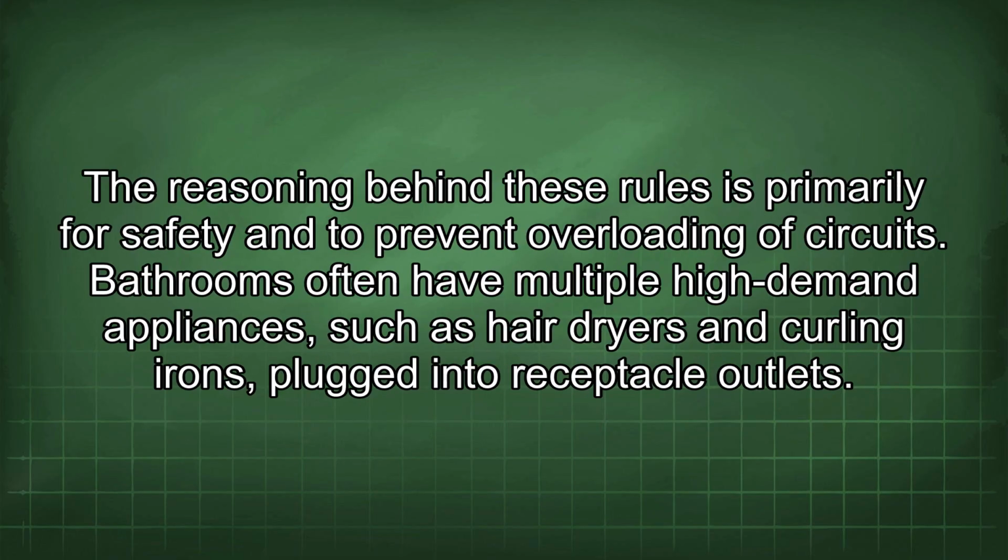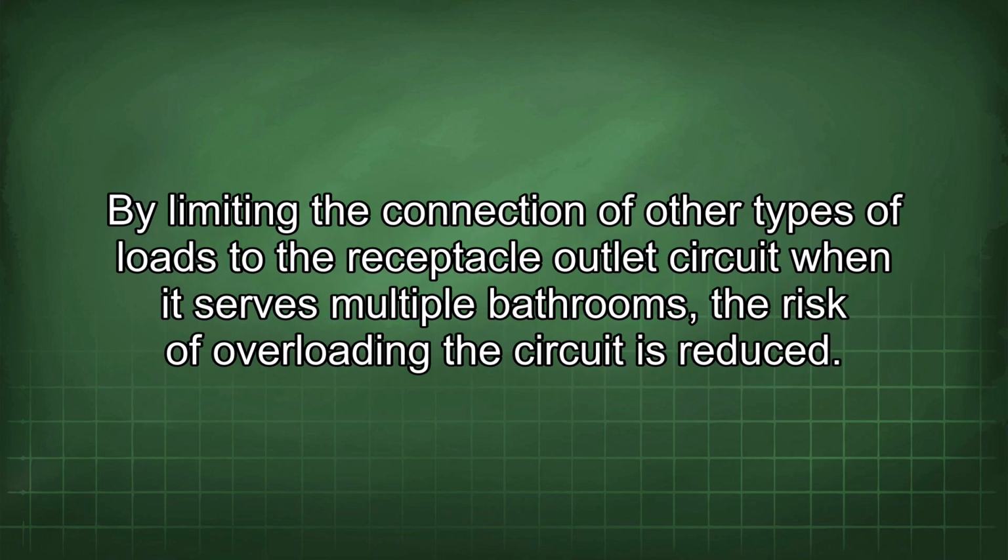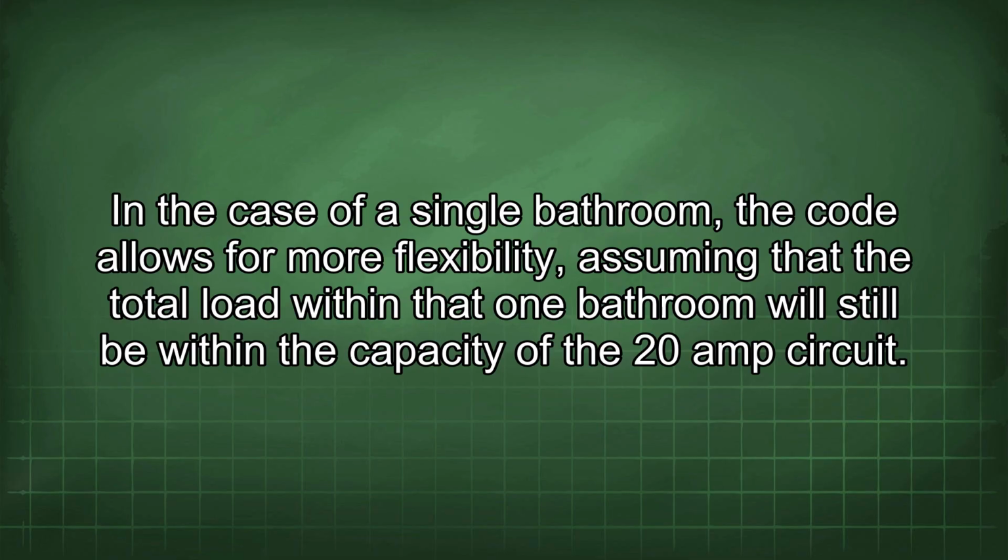The reasoning behind these rules is primarily for safety and to prevent overloading of circuits. Bathrooms often have multiple high-demand appliances, such as hair dryers and curling irons, plugged into receptacle outlets. By limiting the connection of other types of loads to the receptacle outlet circuit when it serves multiple bathrooms, the risk of overloading the circuit is reduced. In the case of a single bathroom, the code allows for more flexibility, assuming that the total load within that one bathroom will still be within the capacity of the 20 amp circuit.